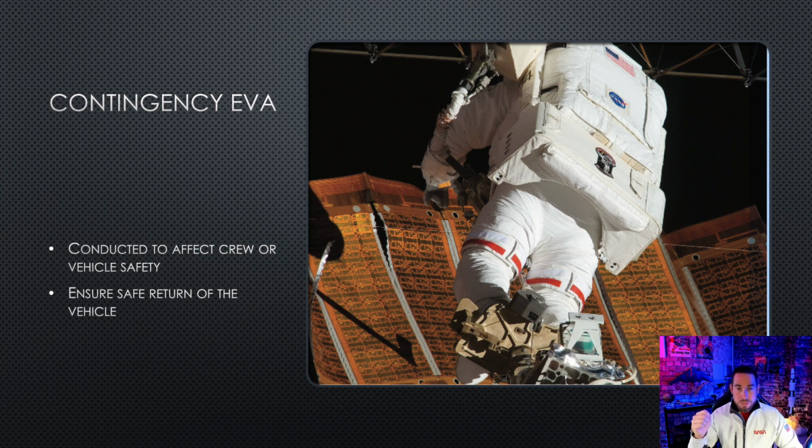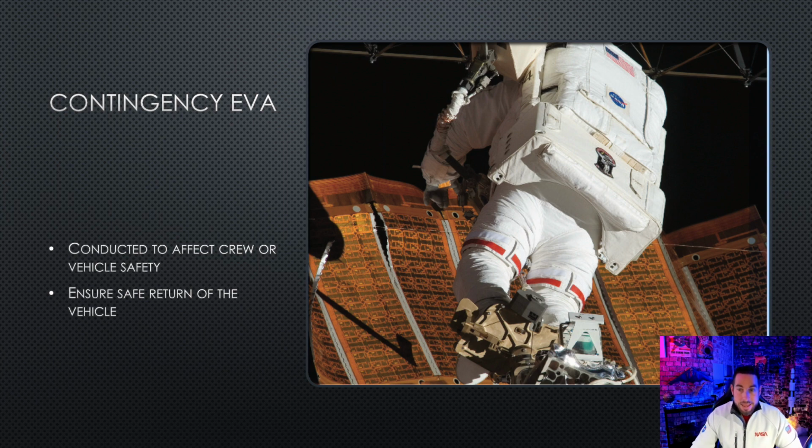And it's done to ensure that the vehicle and the crew are able to return safely to Earth. So in this case, this is a contingency EVA that happened not too long ago, 2009. So Scott Parazynski, this is him, he's mounted to the Canadarm, the robotic arm on the space station. And he had to go fix this tear that happened in the space station's solar arrays.